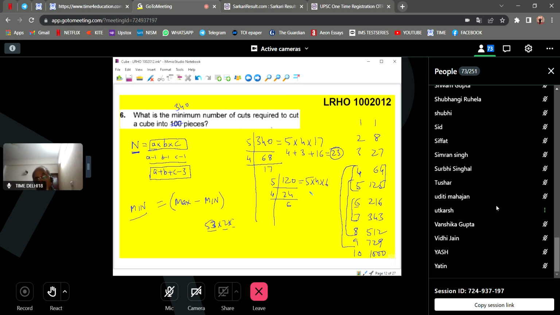Fine. Now, how many cuts should I put? 5 pieces need 4 cuts, 4 pieces need 3 cuts, 6 pieces need 5 cuts. Total how many cuts? 4 plus 3 plus 5. 12 cuts. Okay, okay, sir.